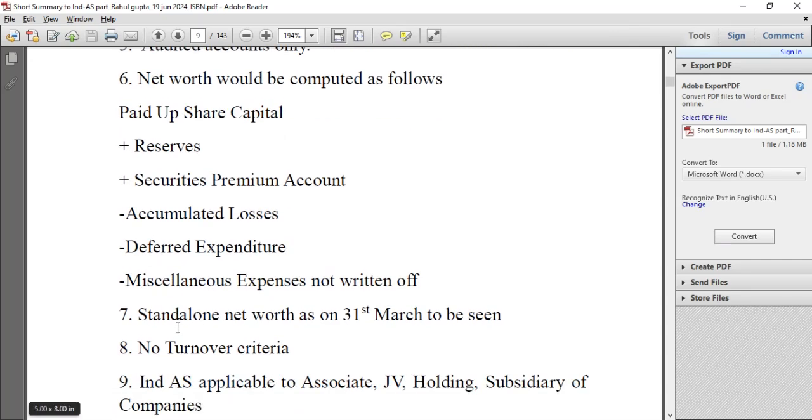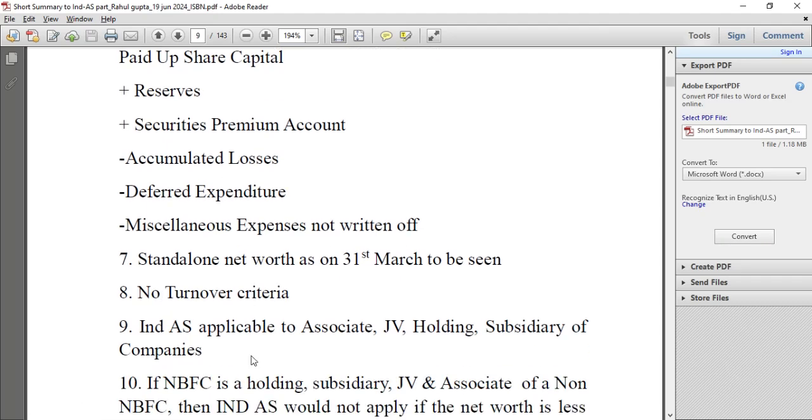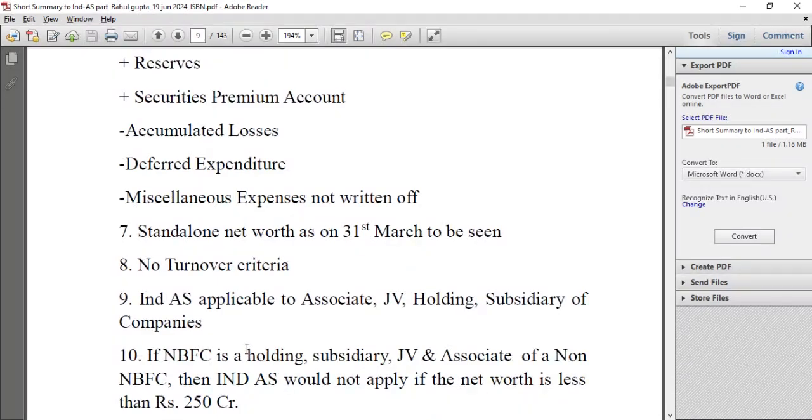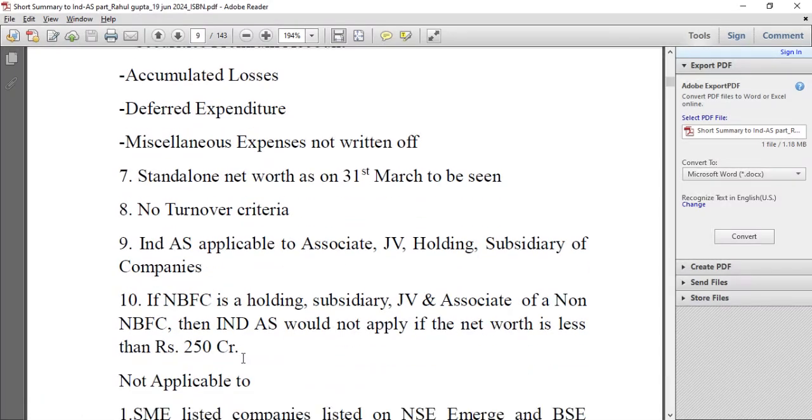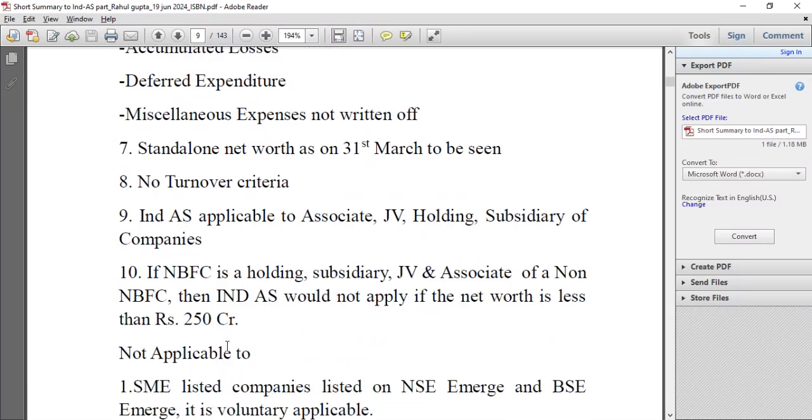Standalone net worth as on 31st March is to be seen. No turnover criteria is there. Ind-AS is applicable to associates, JVs, holding and subsidiary companies. If an NBFC is a holding, subsidiary, JV or associate of a non-NBFC, then Ind-AS would not apply if the net worth is less than 250 crore.